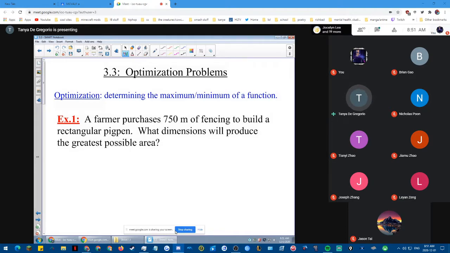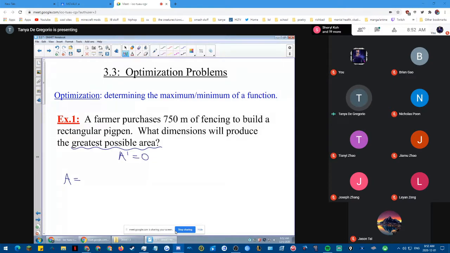A farmer purchases 750 meters of fencing to build a rectangular pig pen. What dimensions will produce the greatest possible area? We want the area to be maximized. Greatest possible area. That means you're going to be taking the derivative of area. Okay, derivative of area, because that's what you're maximizing. All right, so we need to come up with an area equation. Well, we know area is equal to length times width, right?